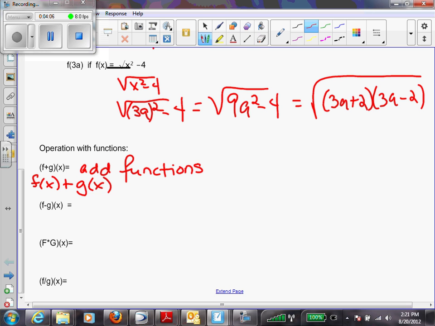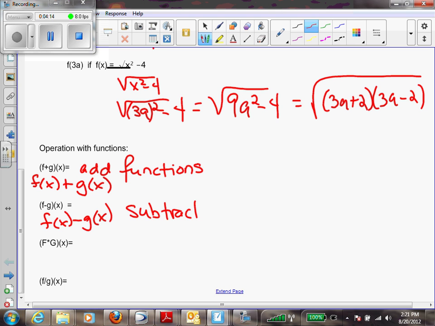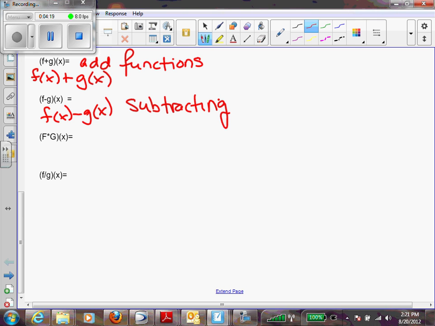Okay? So then the next one is saying really f of x minus g of x, so I'm subtracting the two functions. This is supposed to be a dot, not a little star. So what am I supposed to do with these two functions? Multiply, right? I take f of x and times it by g of x. So I'm multiplying.